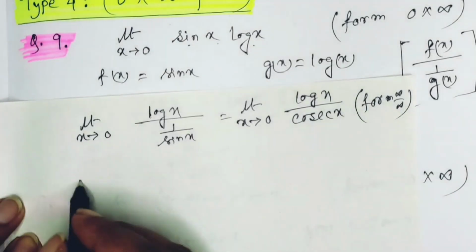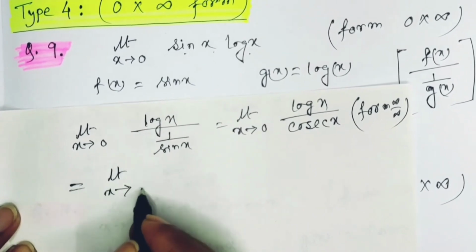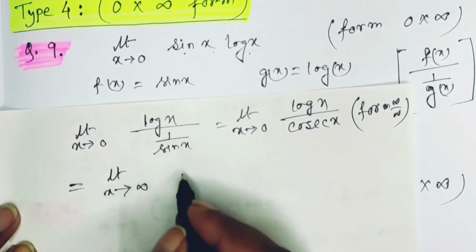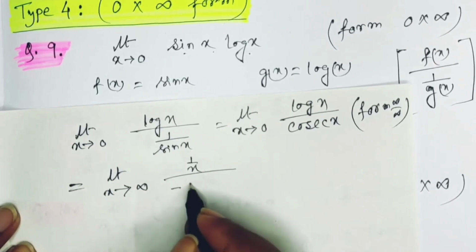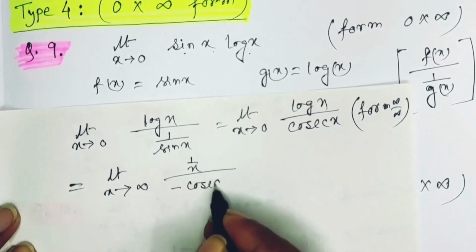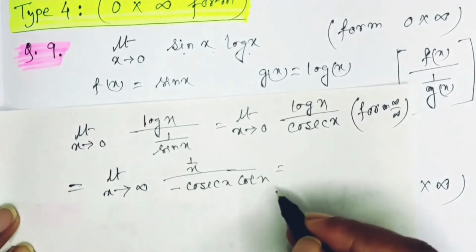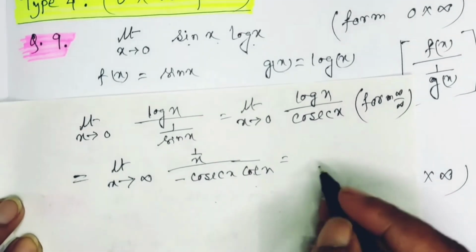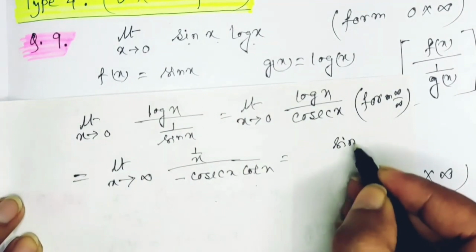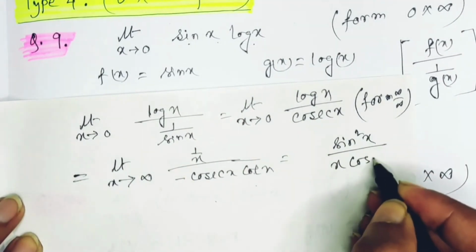So as it is infinity by infinity, we follow the same process, and we simply take the derivative of the denominator and numerator, and here by taking the derivative we find cosec x cot x. So if we simplify, then it becomes cosec meaning 1 by sine, cot meaning cos by sine. So from here we shall find it is sine square x divided by x into cos x.